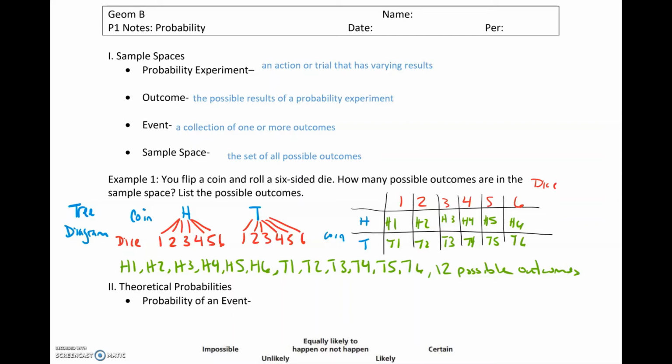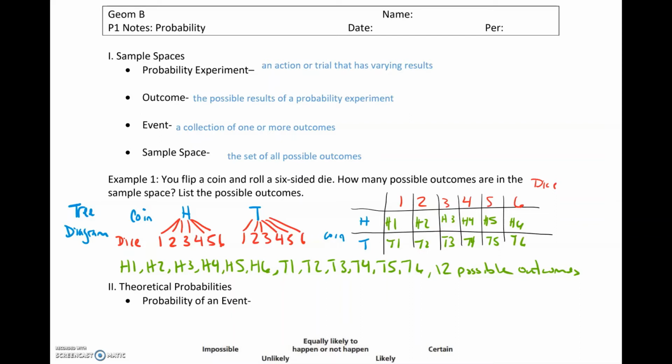Tree diagram, if you have a lot going on, it can definitely get confusing to read because you just follow the lines, right? You go heads to 1, heads to 2, tails to 1, tails to 2, etc. But it's great because you can have more than 2 events occurring at the same time. And then here with the table, I think it's a little easier to read, but it's limited because we can only do 2. All right, but regardless, how do we get the total number of outcomes? You just multiply, right? 2 times 6 here gives us 12.